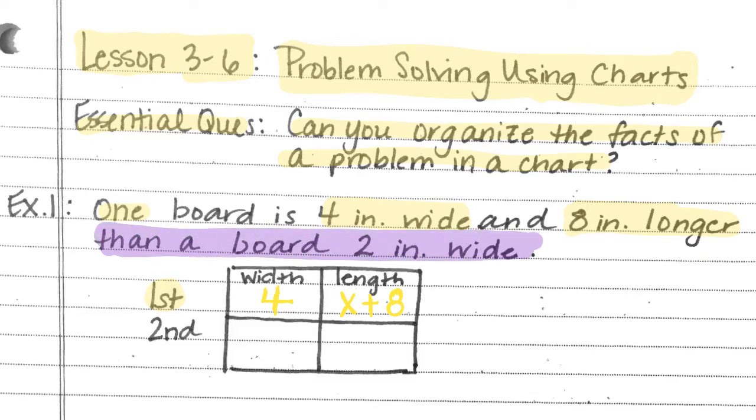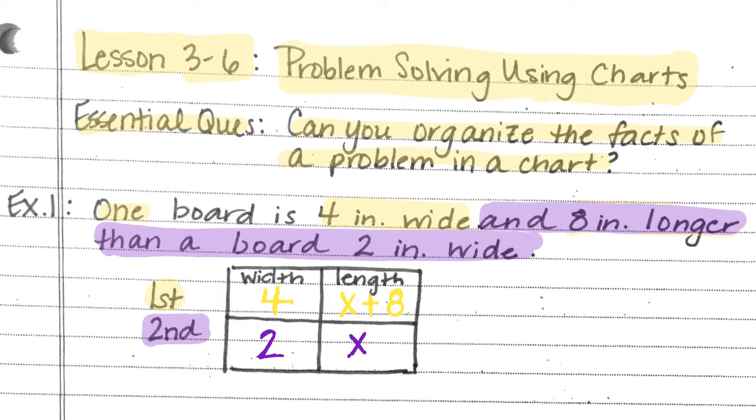So I'm going to put the number 2 here for the second board, because the second board I'm highlighting in purple. But I don't know the length of it, but I do know that the other board, the first board, was 8 inches longer than it. So if it's called x plus 8, I'm just going to call this one x.